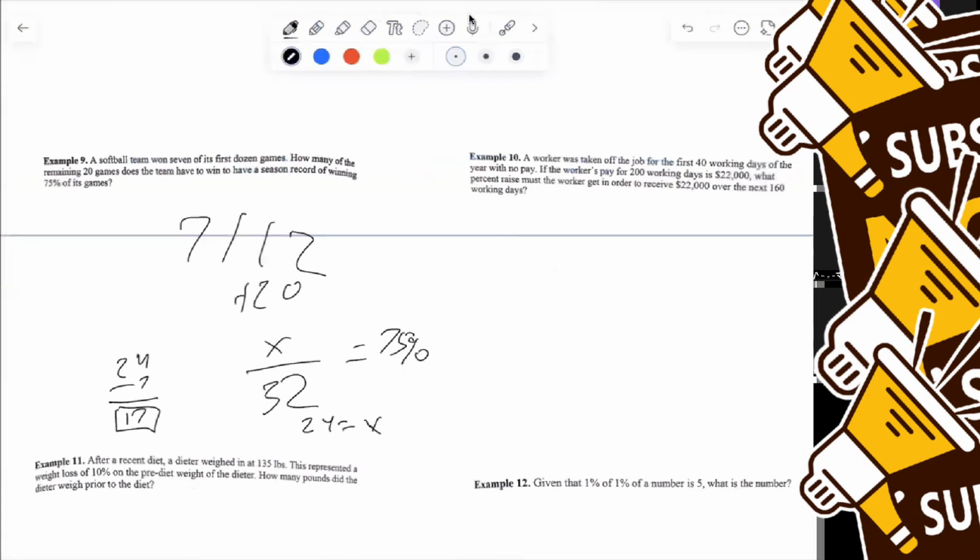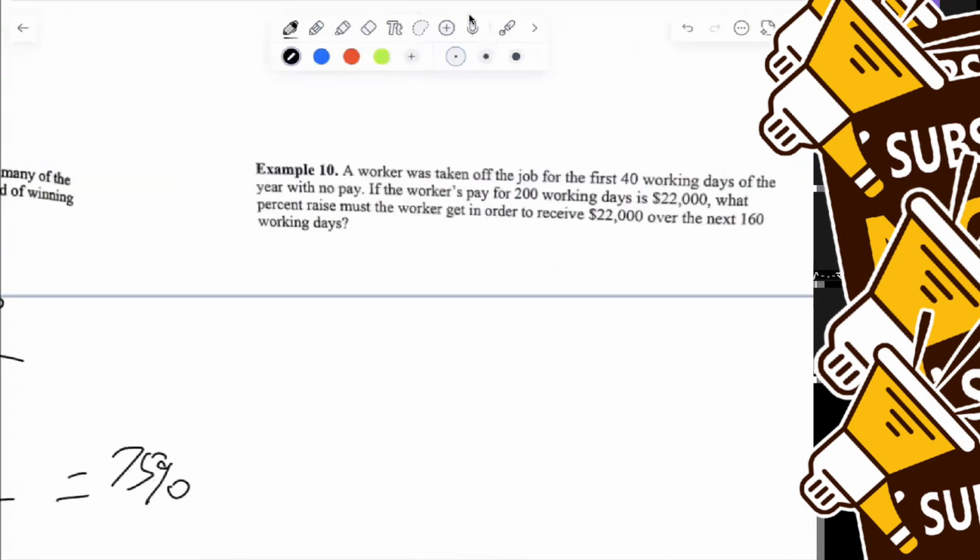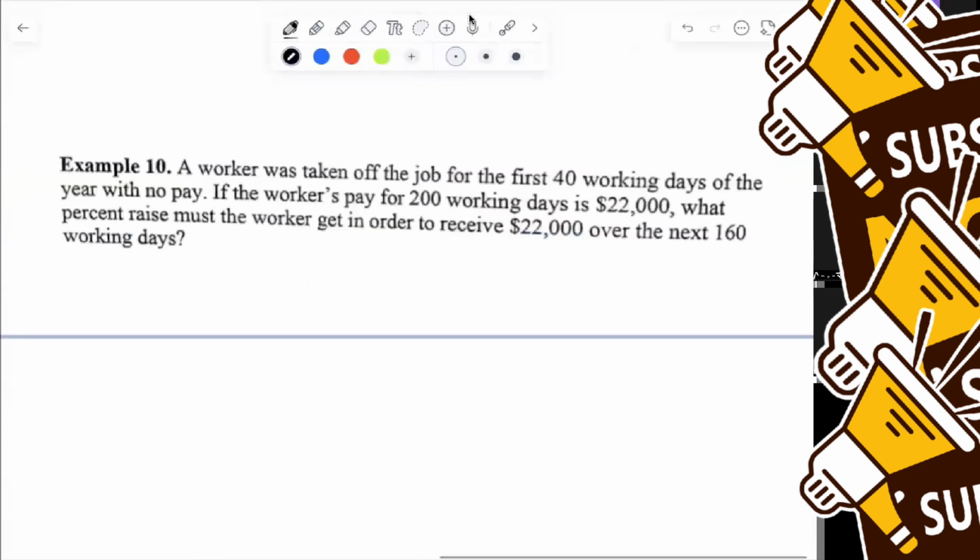Alright, let's move on to example 10. A worker was taken off the job for the first 40 working days of the year without any pay. If the worker's pay for 200 working days is 22,000, what percent raise must the worker get to receive 22,000 over the next 160 days? So you guys try this question and tell me your answers in chat.